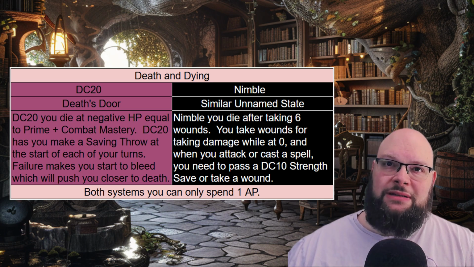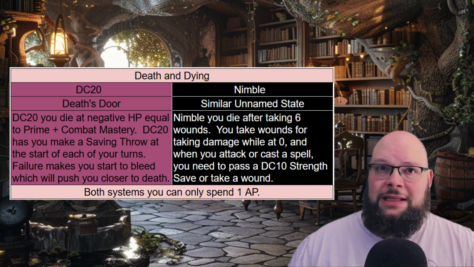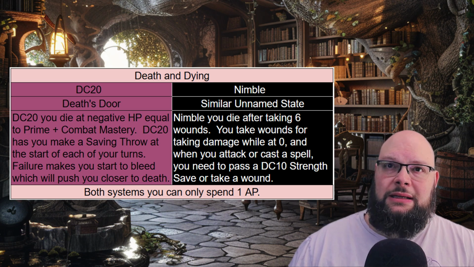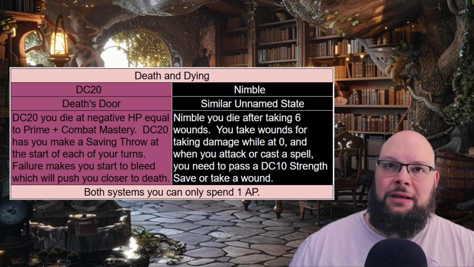Also, in both systems you can only spend 1 action point while you're in this death's door kind of state. So they're handling being at 0 hit points very similarly in that you still get to act, you're not unconscious, you only get 1 action point. You are definitely bleeding out, injured.